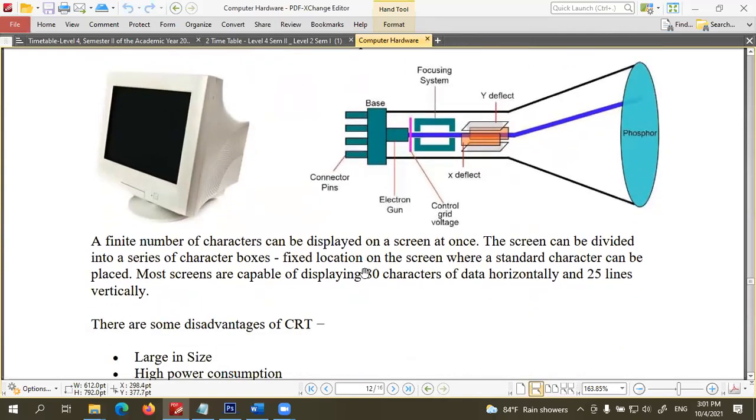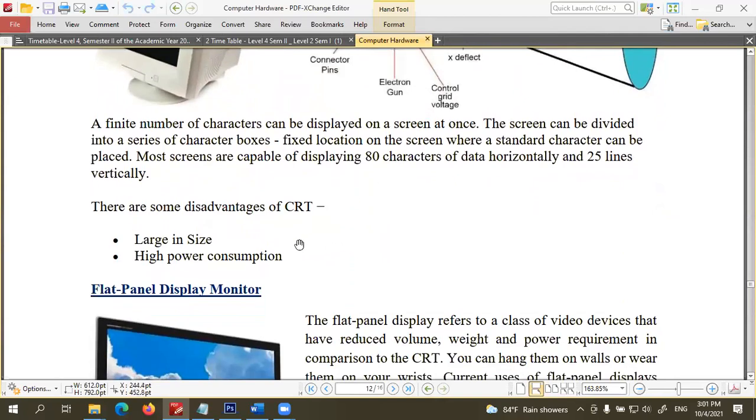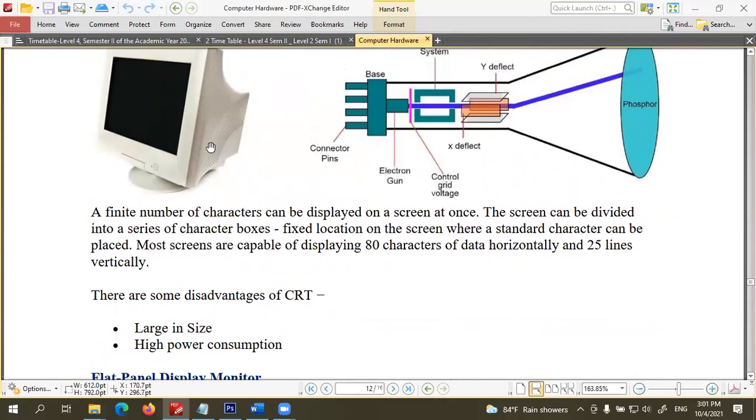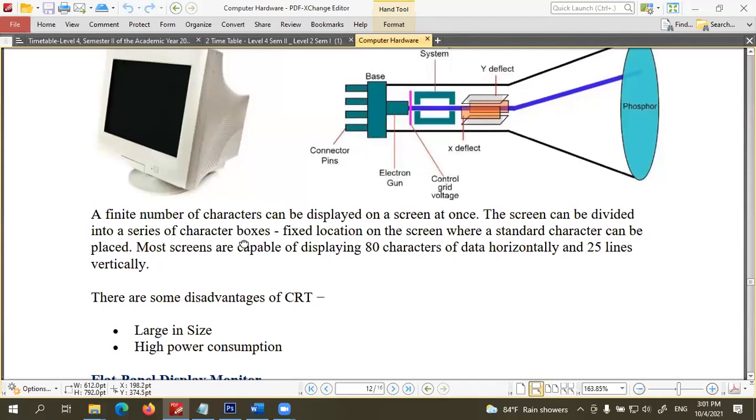However, there are some disadvantages in these CRT monitors. They are large in size, with high power consumption, right? And again, they emit harmful rays, and the heat is higher. They generate much heat. Those are the main disadvantages of these CRT monitors.